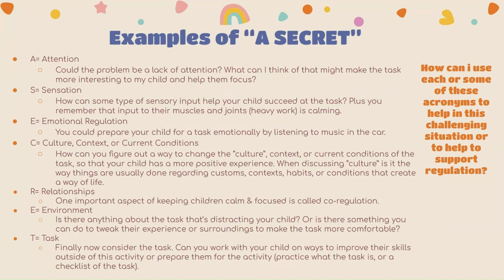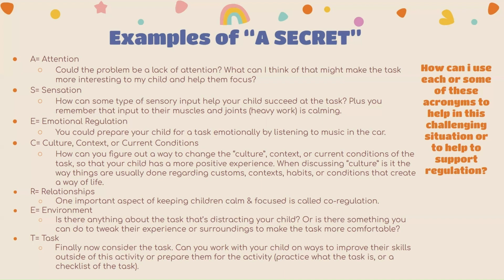Some exercises that could be completed could be jumping on a trampoline, doing some heavy work, helping move heavy boxes or bins, and bringing in groceries. Another example could be using weighted pressure to calm your child down during the task. For emotional regulation, you could prepare your child for a task emotionally by listening to positive, uplifting music before a task or before going somewhere.